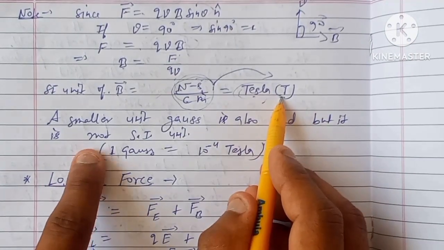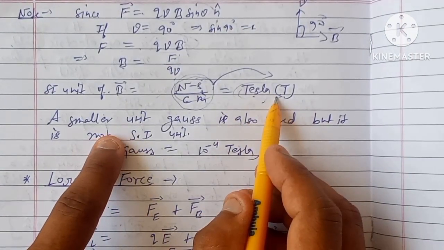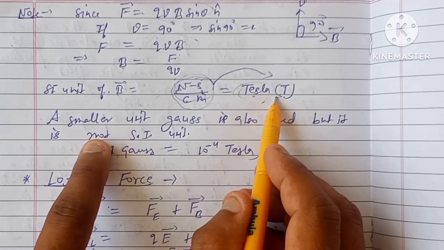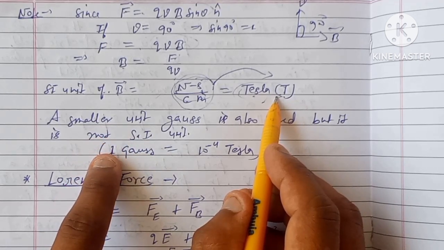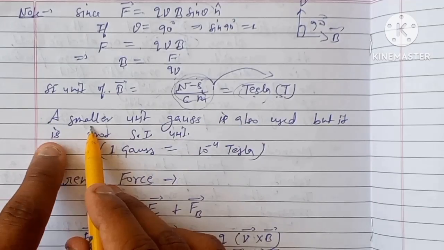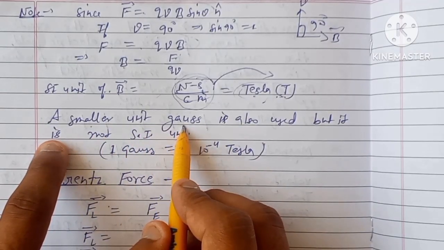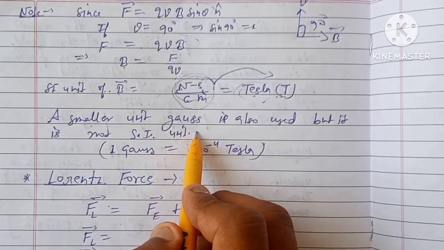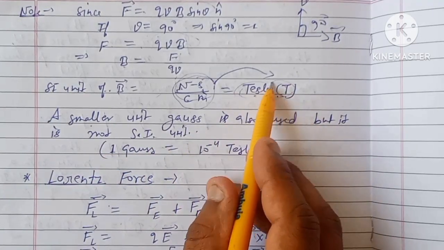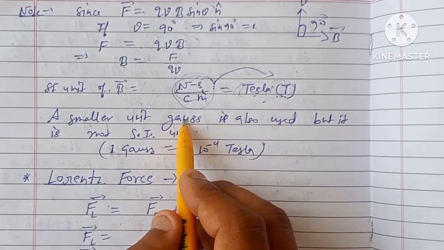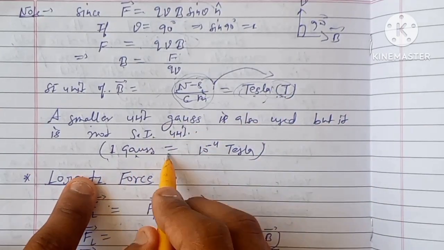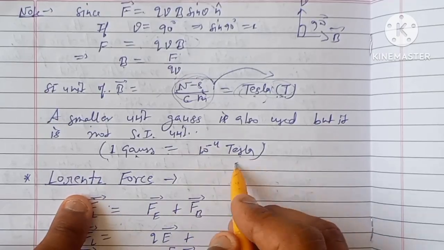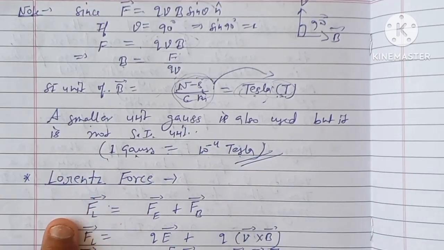Tesla in general is a very big unit. So generally we use a smaller unit than the Tesla, and this smaller unit is known as Gauss. It is not an SI unit. Keep it in your mind. Tesla is the SI unit of magnetic field, but Gauss is not the SI unit of magnetic field. And 1 Gauss is equal to 10^-4 Tesla. This is another very important point.